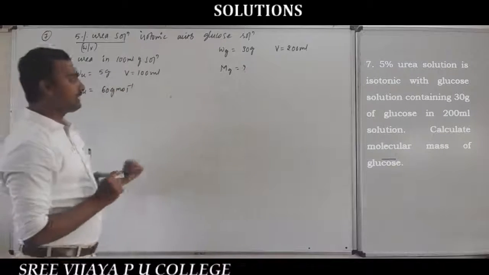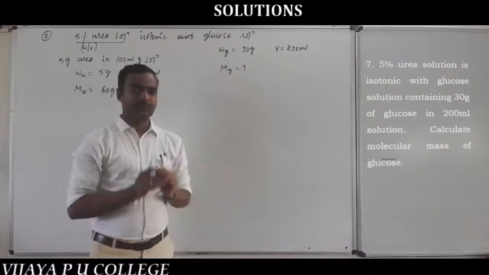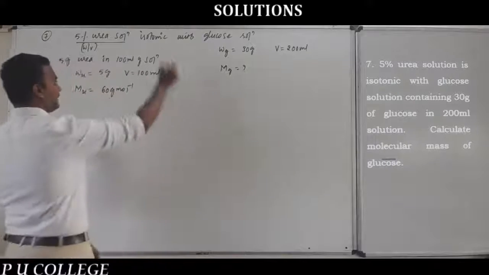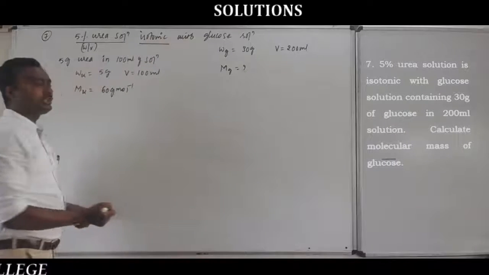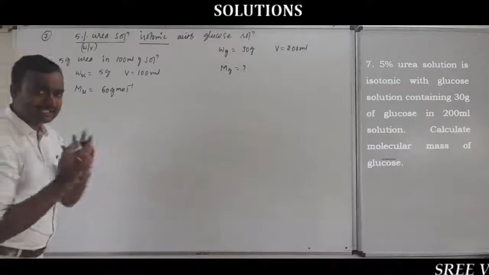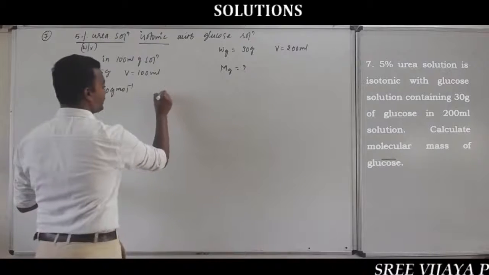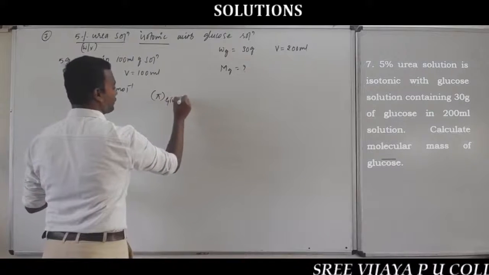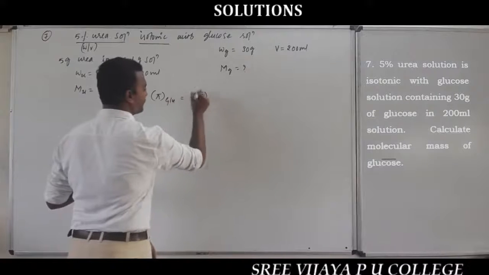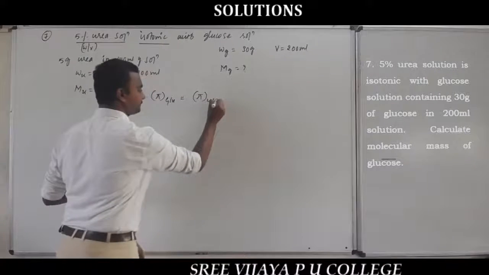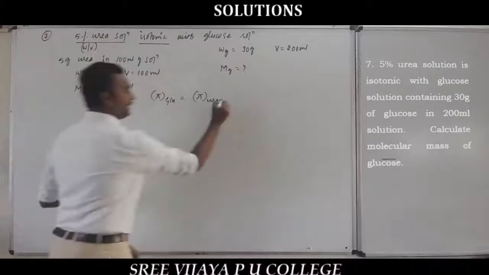So now our intention is to calculate the molar mass of glucose. So the glucose solution is isotonic with the urea solution. Since they are isotonic, the osmotic pressure of glucose solution is equal to the osmotic pressure of urea solution.